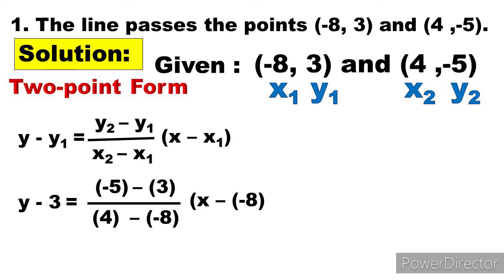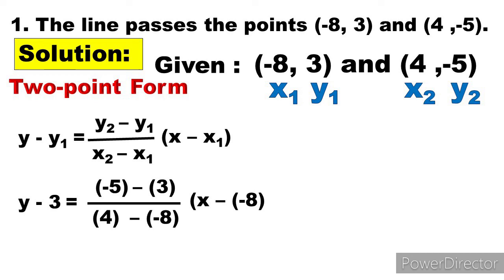So, ang first point natin is negative 8, positive 3. That's why we have x sub 1, y sub 1. So, ang second point natin is positive 4, negative 5. So, that's why we have x sub 2, y sub 2. And then, isi-simplify natin or isa-substitute natin yung mga value ng x sub 1, y sub 1, x sub 2, y sub 2 doon sa formula ng 2-point form.